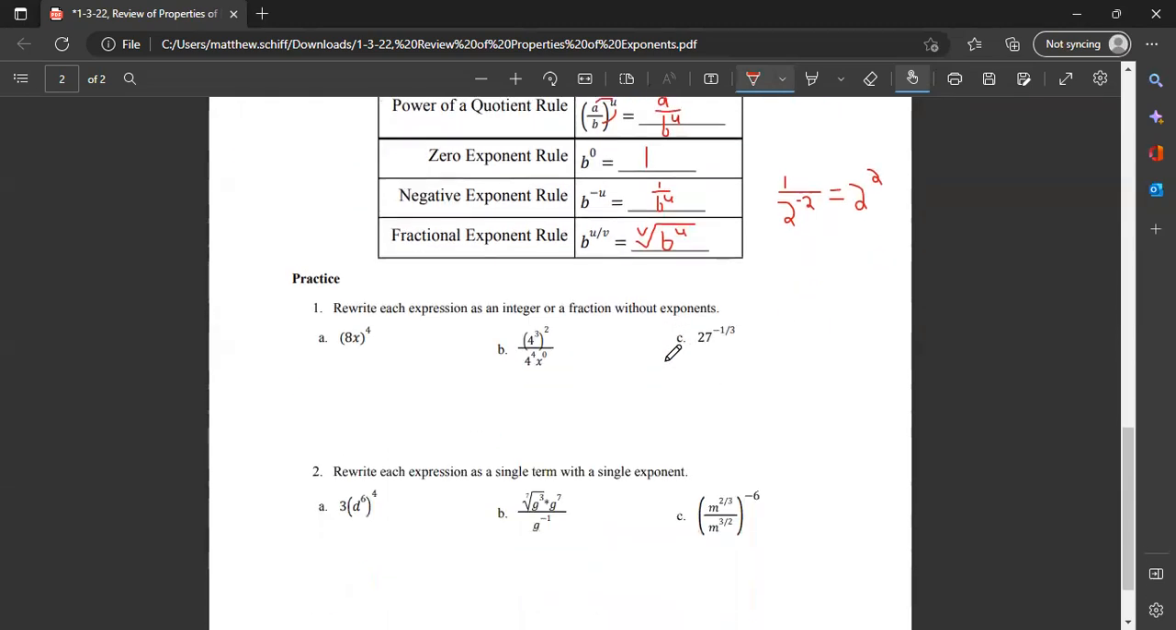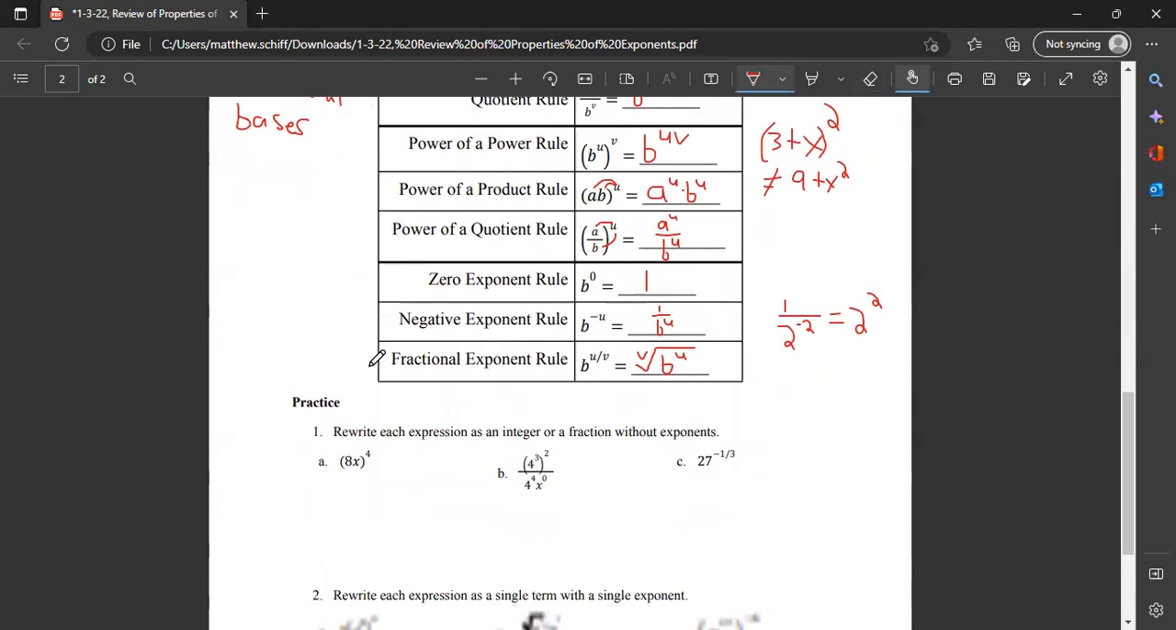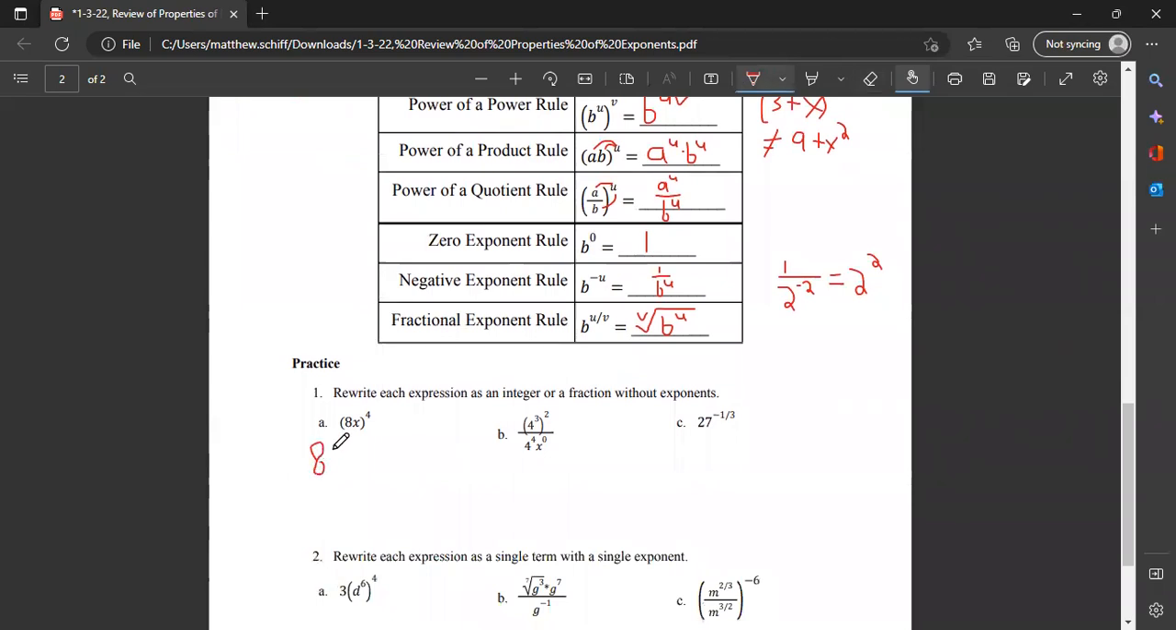So let's do these practice problems together, applying these rules. For 1a, we have a product 8x raised to the power 4. So we're going to use the power of a product rule for number 1a. This is 8 to the 4th times x to the 4th. 8 to the 4th is 4,096. And then times x to the 4th, that is your answer.